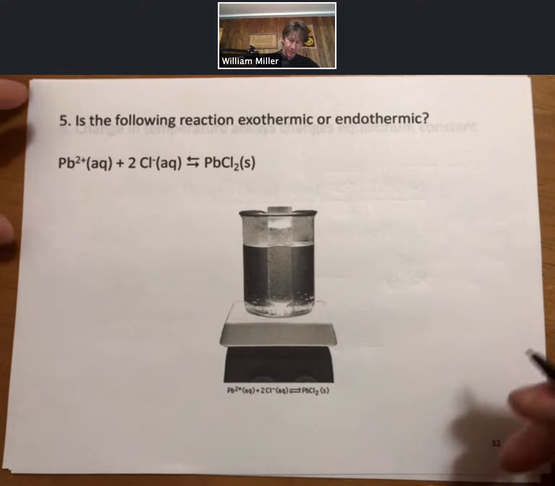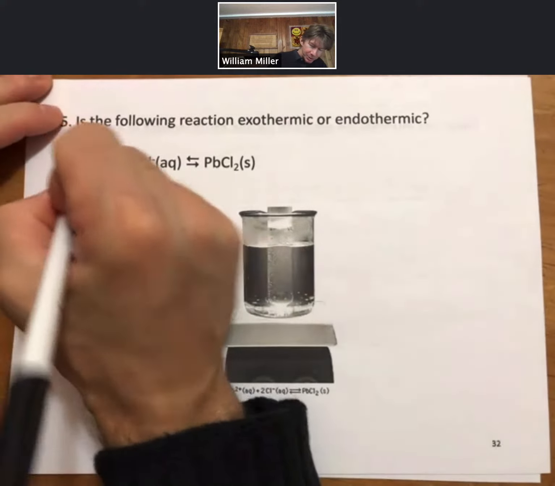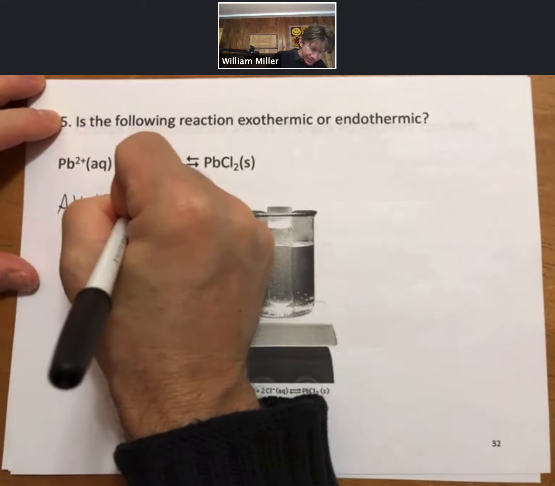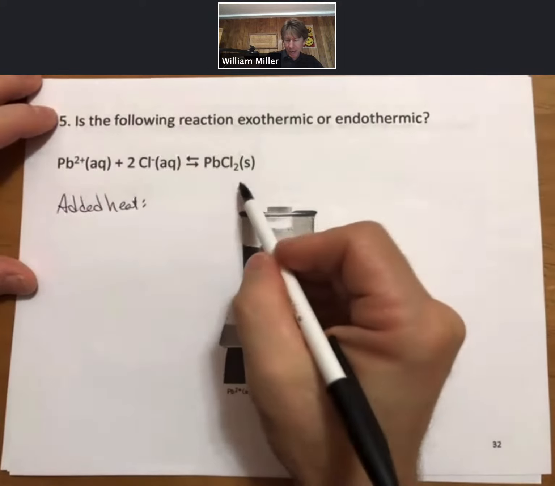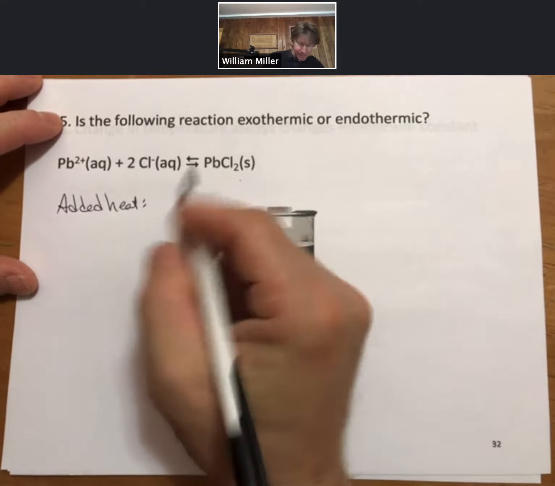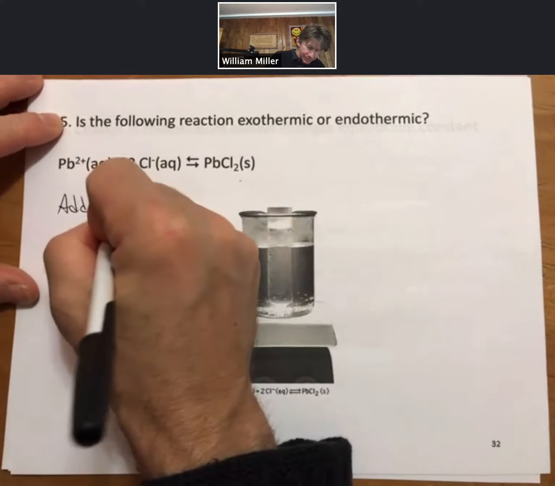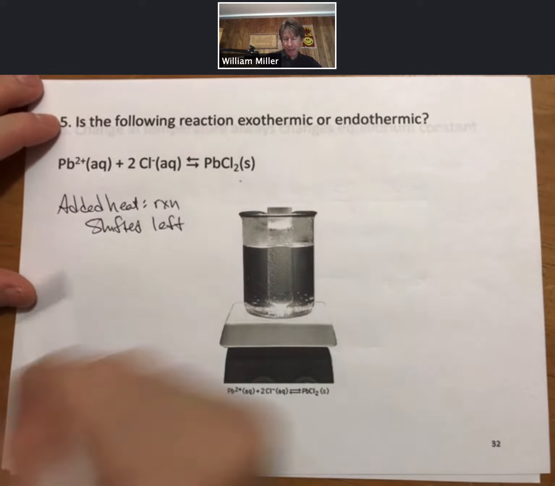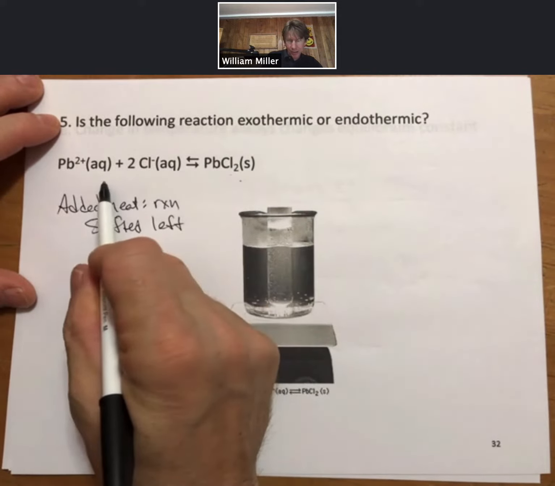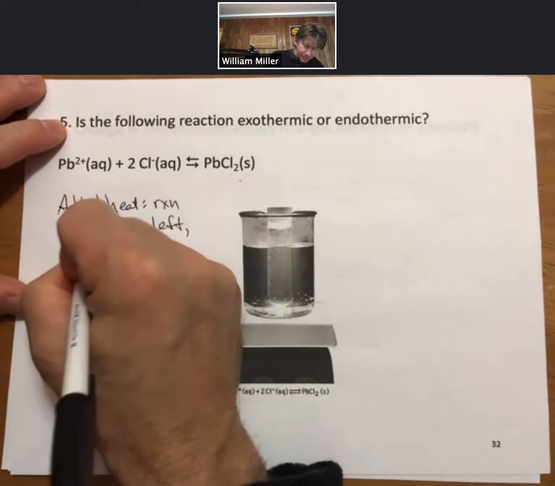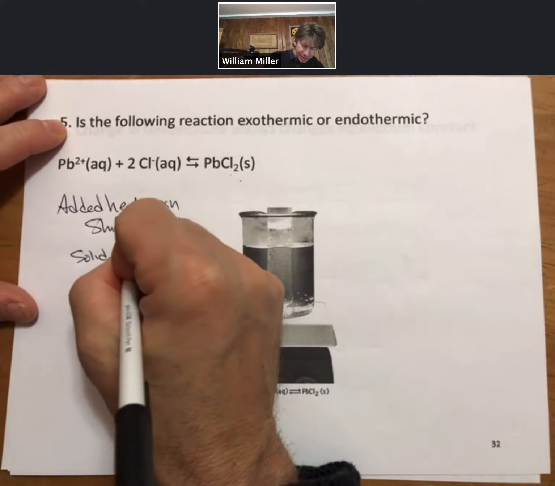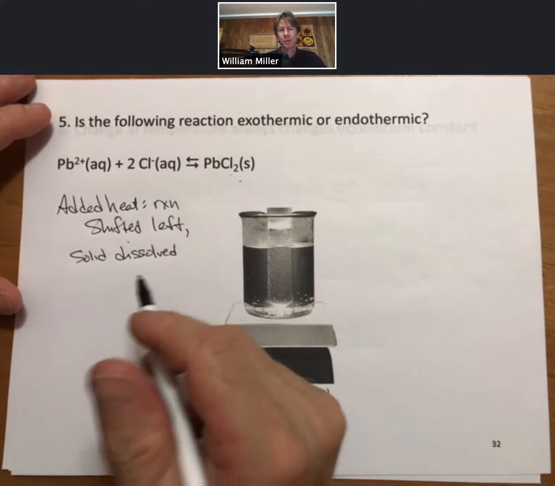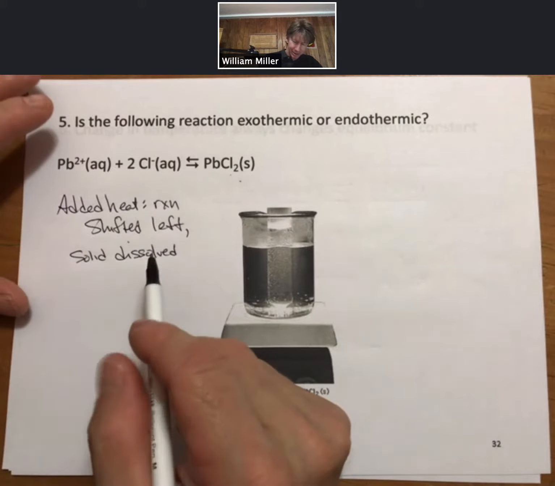So, let's see what we got here. We added heat, and the reaction shifted left. And we know that it shifted left because the solid went back into solution. Solid dissolved. And this is a dissolving reaction. Well, it's the reverse of a dissolving reaction anyway.